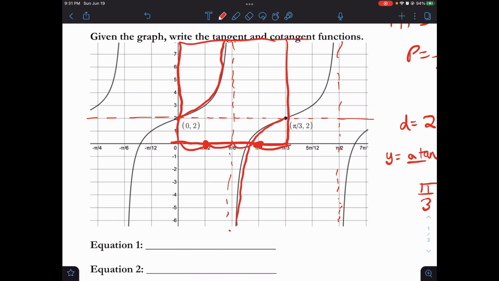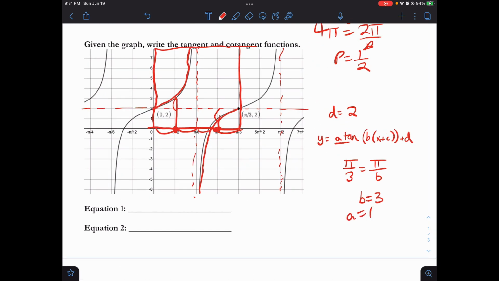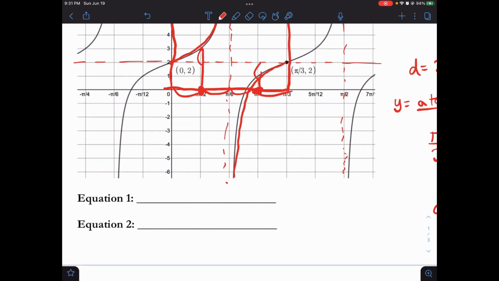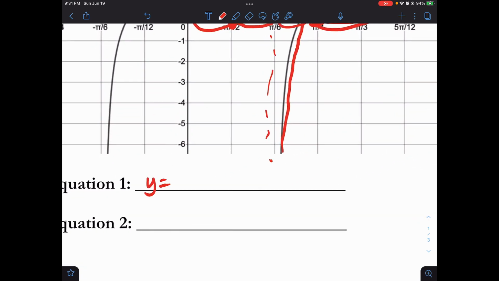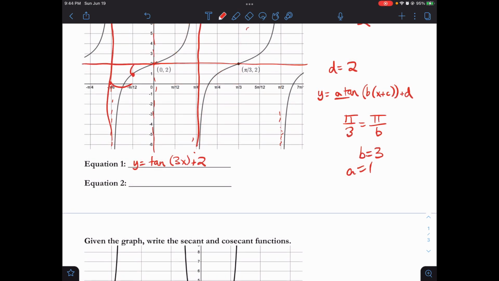And now we figure out where it crosses the graph. It crosses the graph 1 above the midline, and it crosses the graph 1 below the midline, meaning our a value is just 1. So our graph for tangent will be y is equal to tan of 3x plus 2. And there you go.